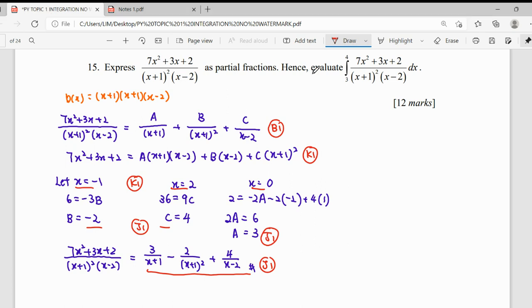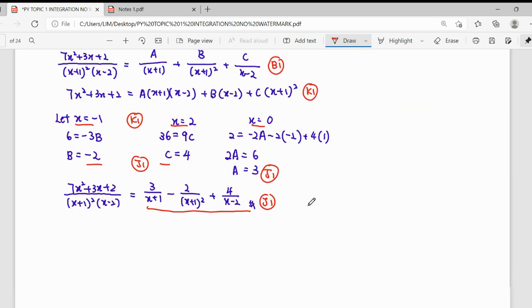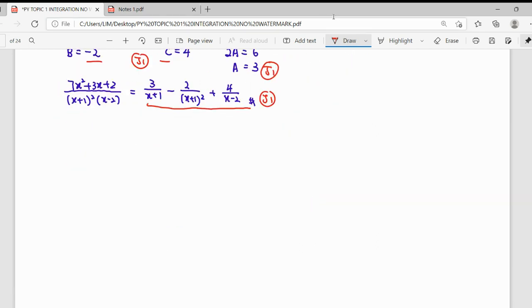Okay, so we continue. Hence means you have to use this result to integrate. You can see this is same fraction. So integrate from 3 to 4. So from here we can straight away apply, integrate from 3 to 4. So I will put it one by one. Okay, I will do it one by one. So integrate 3x plus 1 dx. I will separate integrate one by one so that I can simplify the question easier. 3, 4.